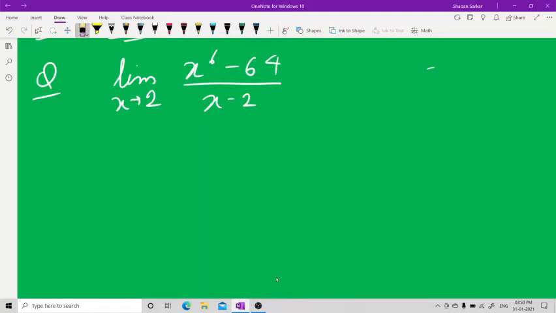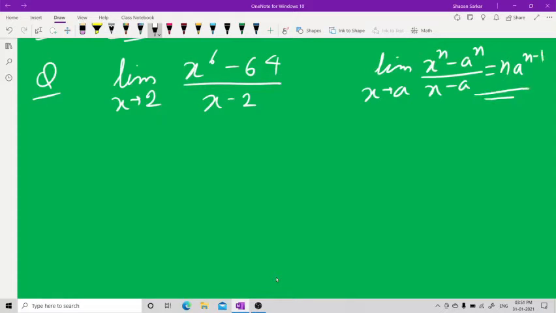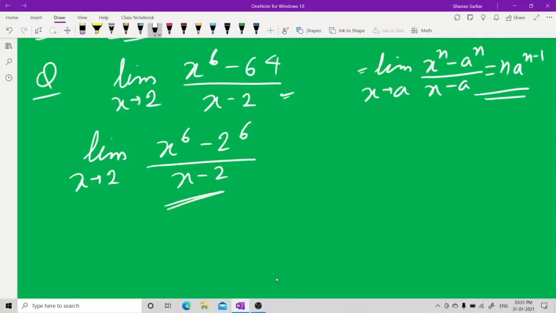I just did the proof of this formula. Limit x tending to a, x to the power of n minus a to the power of n upon x minus a gives me n a to the power of n minus 1. I'll just use this formula here. So I write this in this manner: limit x tending to 2, x to the power of 6 minus 2 to the power of 6 upon x minus 2. Now this is in this format.